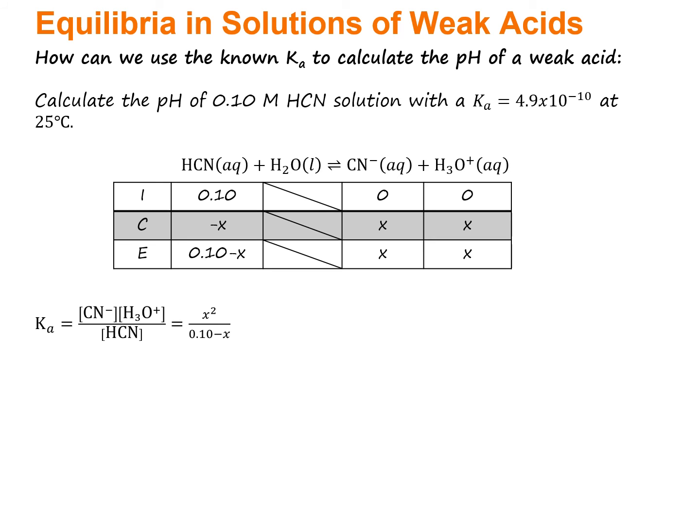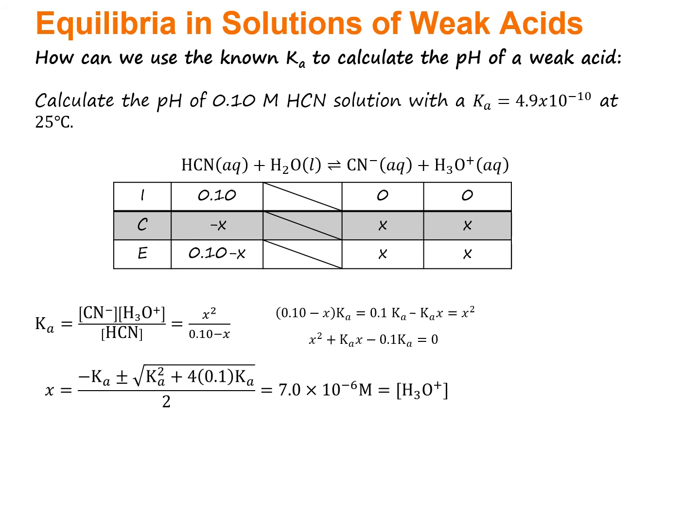Go ahead and plug those into our expression for Ka, and I end up with X squared over 0.1 minus X. This should be something that we look at and go, oh, well, we need to rearrange it. A little bit of algebra here. And once we've done that and we've gotten a form like this, this should look like the quadratic formula. So I plug that in, and I get 7 times 10 to the minus 6 molar for the hydronium ion concentration.